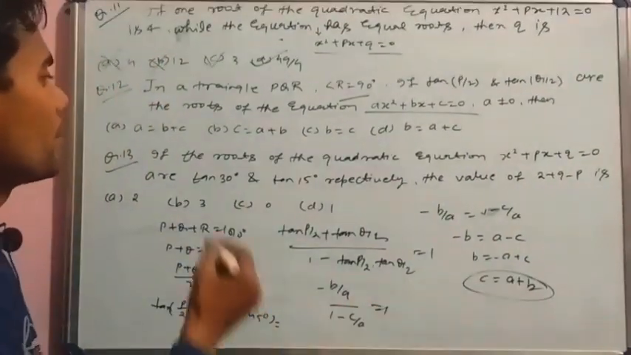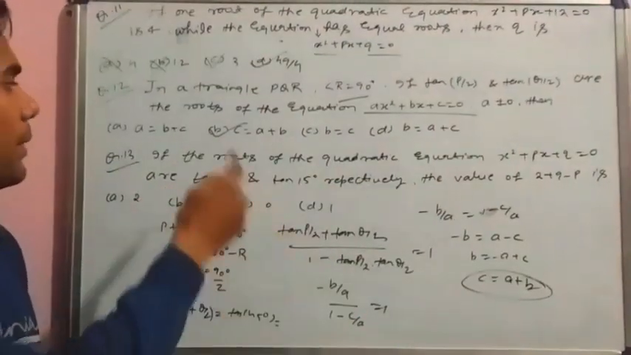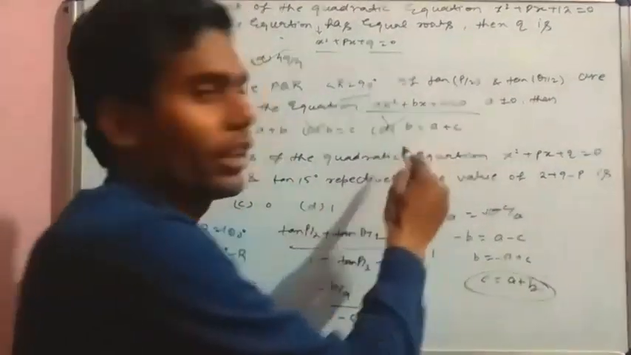Then c is equal to a plus kb, which means that a and b are the right options, and a, c and d are incorrect options.